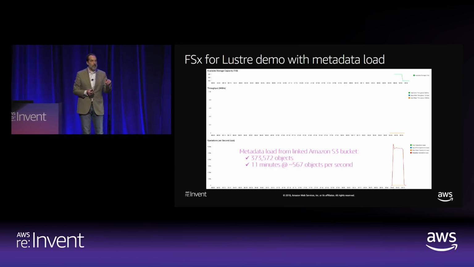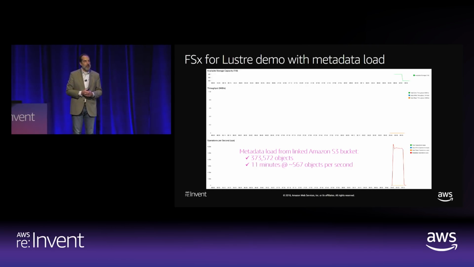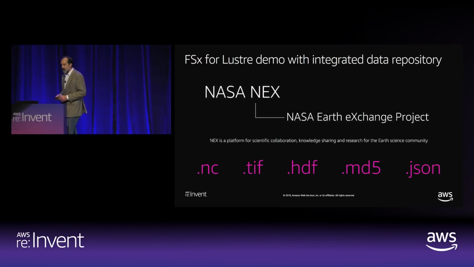So as you can see, we loaded metadata for 373,000 objects. And that load took only 11 minutes. So we were getting roughly 567 objects per second. So very easy, fast to go ahead and load that, really associate it with an S3 bucket and load the metadata so we can have access to that metadata.